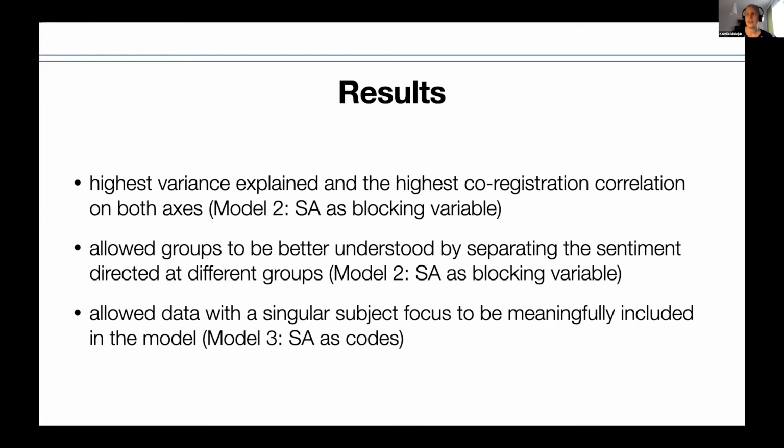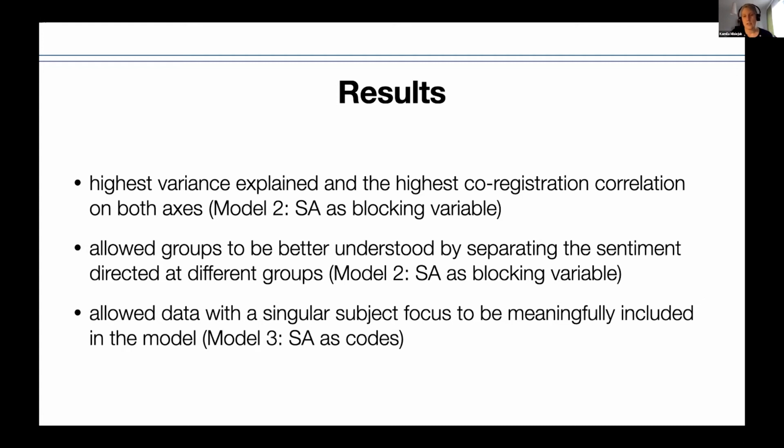between the groups. So we had some connections that were only prevalent for a certain sentiment, which was not visible in the model when there was no sentiment included as a blocking variable.